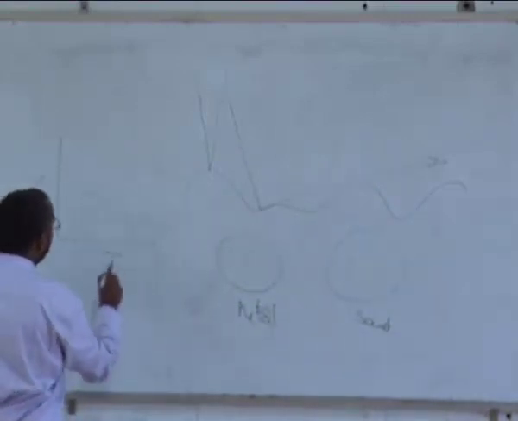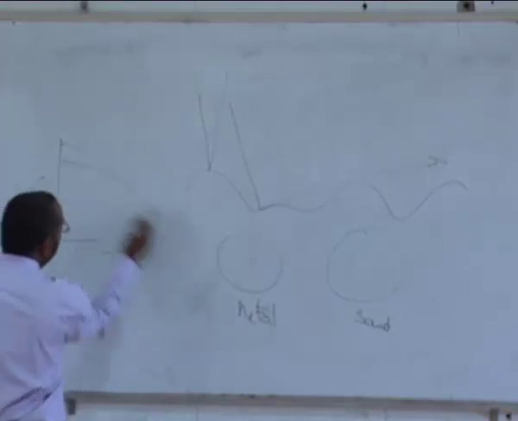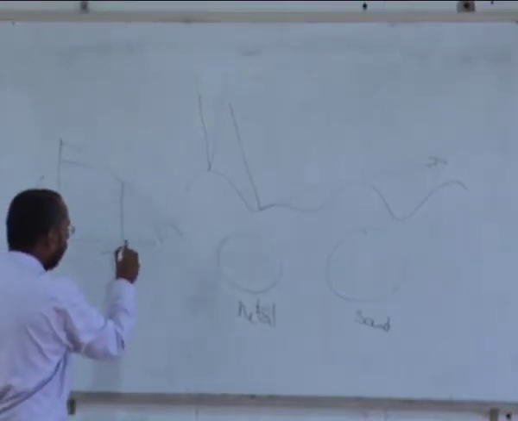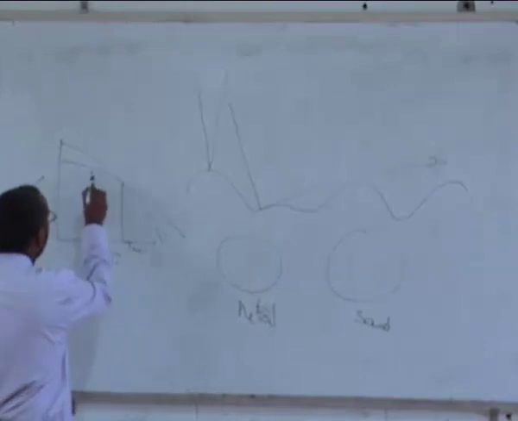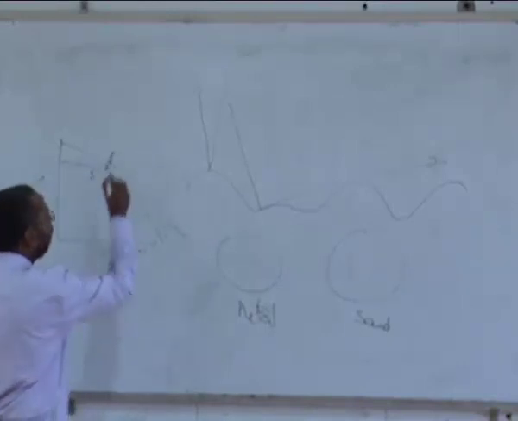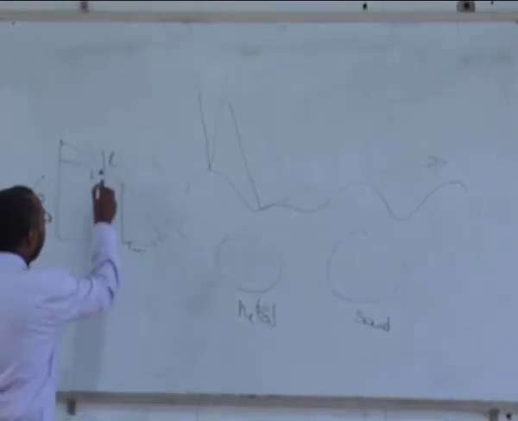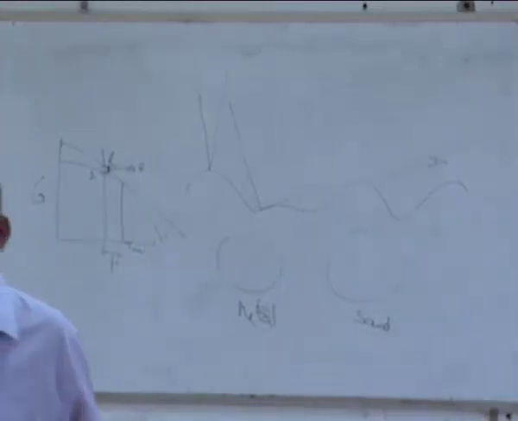If I plot the free energy versus temperature, you must have seen curves like this. Below the melting point, this is called the melting point. Below the melting point, solid has a lower free energy than the liquid. And as a result, there is a driving force. This is what we call delta G. So I need to come below the melting point for the solidification to happen.